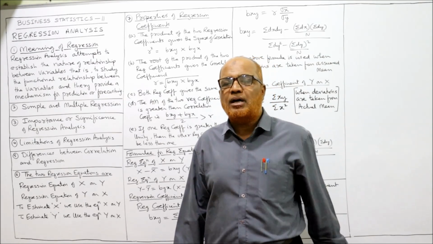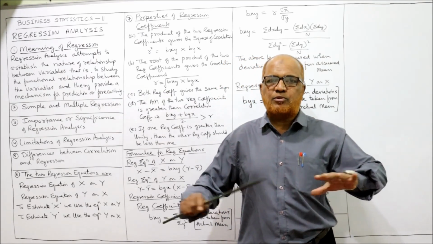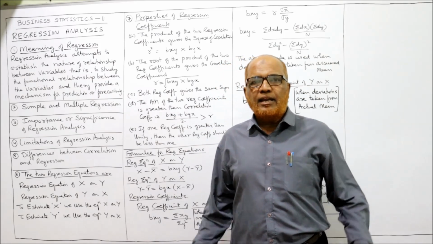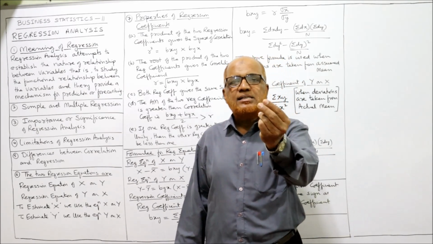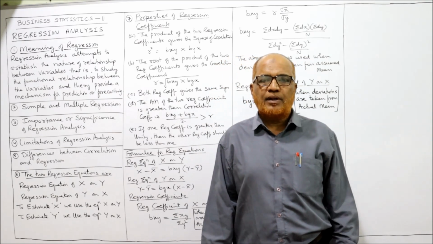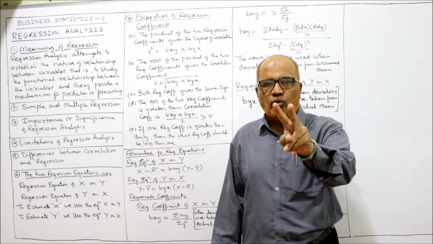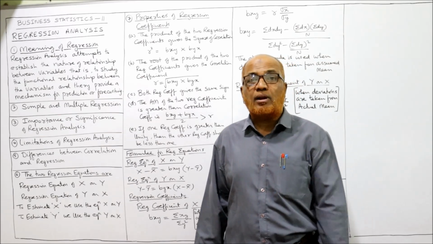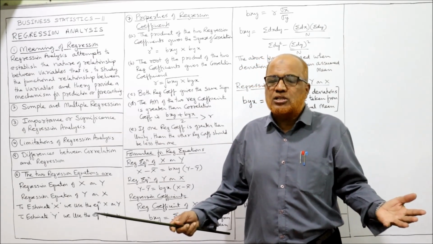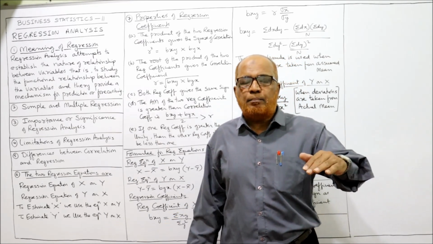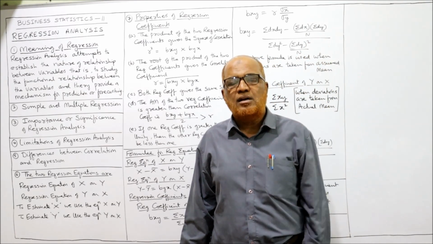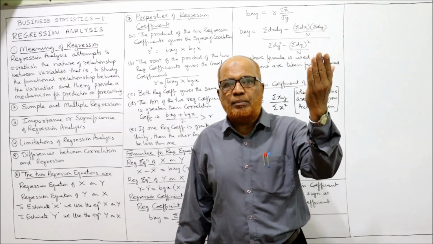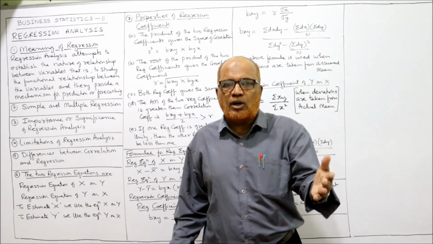Now I'll give you some examples so that the concept will be more clear. In a number of cases, we have some relationship. Simple example: sales and advertisement. Sales and advertisement are two variables and both have some relationship. What is the relationship? Everybody knows when business spends more money on advertisement, the sales will increase. Higher the advertisement, higher will be the sales. Lower the advertisement, lower will be the sales.